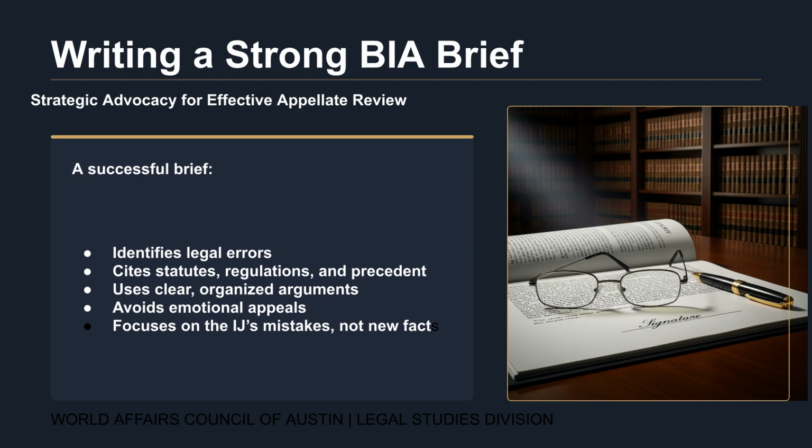A strong BIA brief must identify legal errors, cite statutes, regulations, and precedent, and use clear, organized arguments. It must avoid emotional appeals and focus strictly on the immigration judge's mistakes, not new facts.